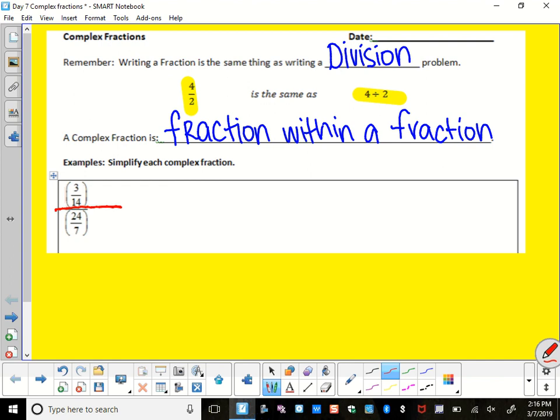So what I want you to do first is I want you to bold that division line. You can either use a different color pen or just use your pencil. Just make sure it's bolded. I'm going to clean mine up a little bit. Alright, and I want you guys to think about your first fraction and then your second fraction.